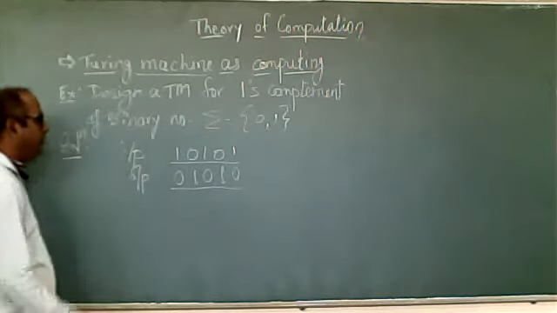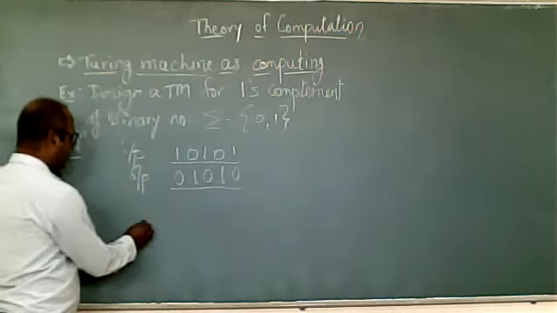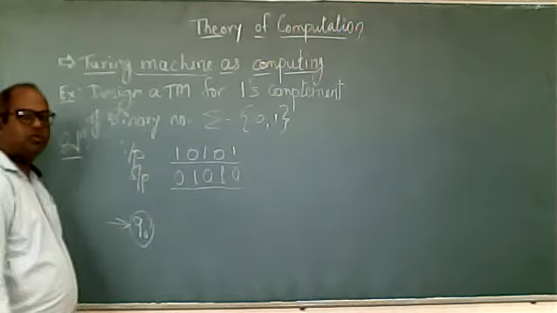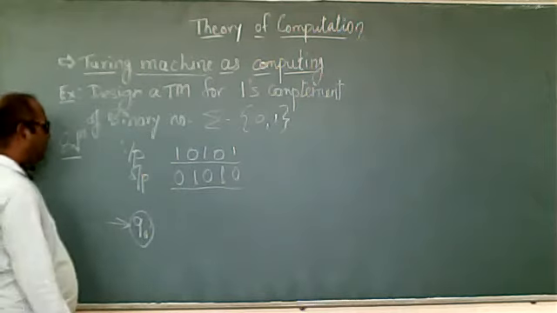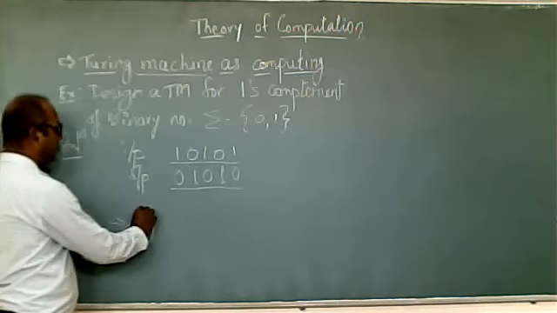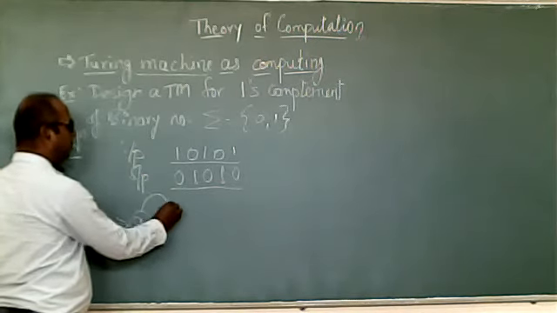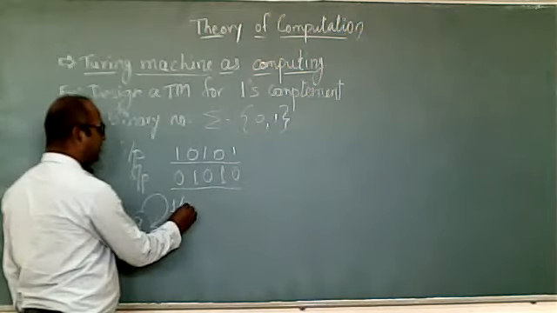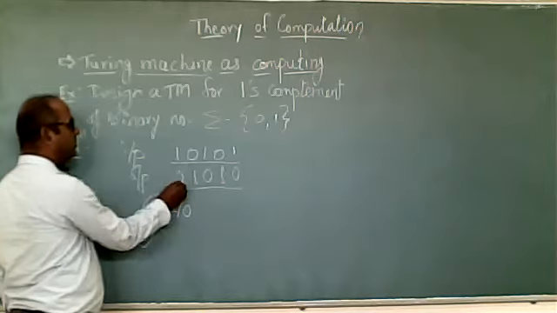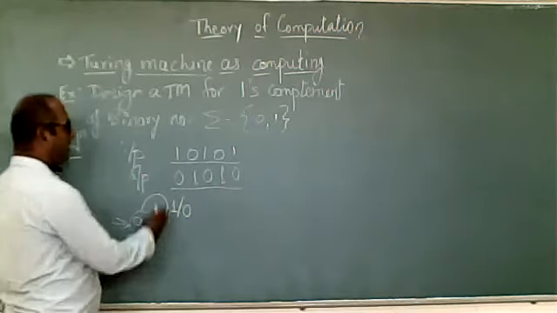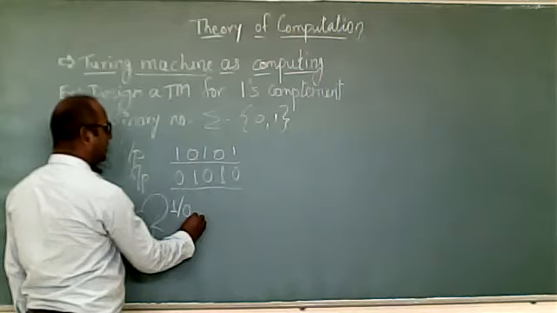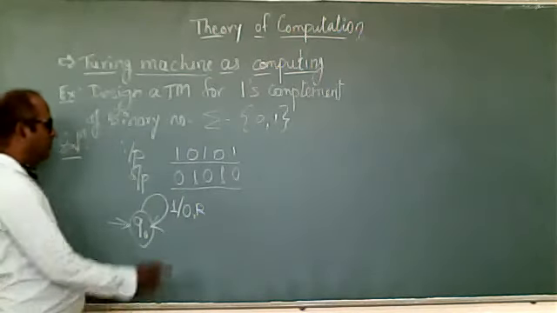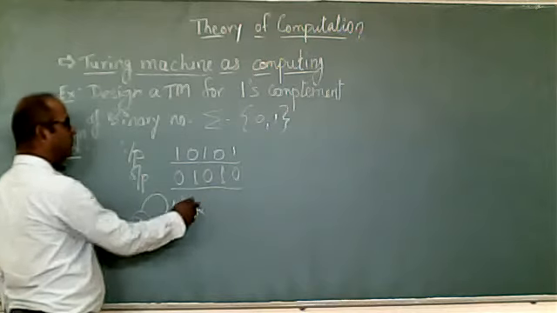Now, how to design a Turing machine? With this simple idea, we'll start with the transition diagram. Q0 is the initial state. Now, we are saying when input is 1, we have to replace it with 0 and move to the right direction. The head will move to the right. So input is 1, replace it with 0 and move right.